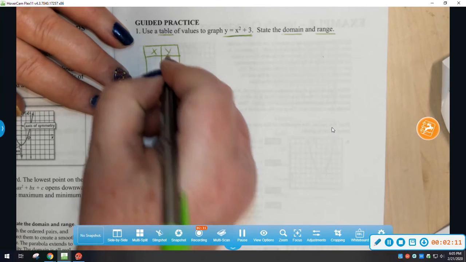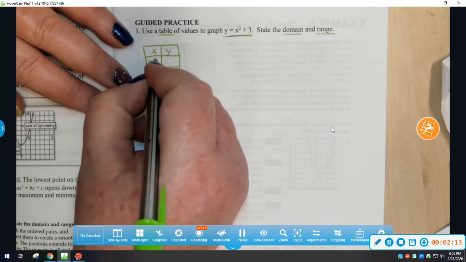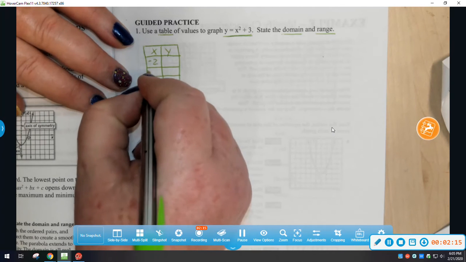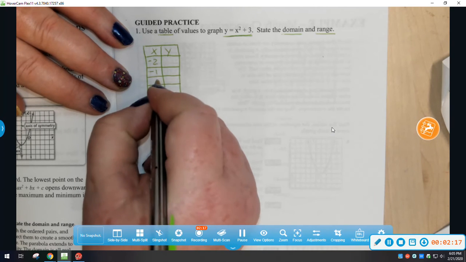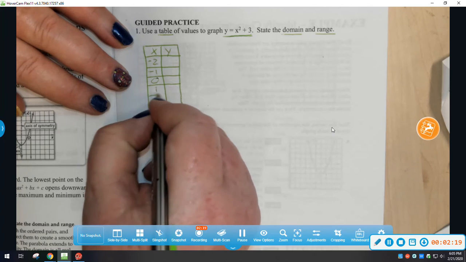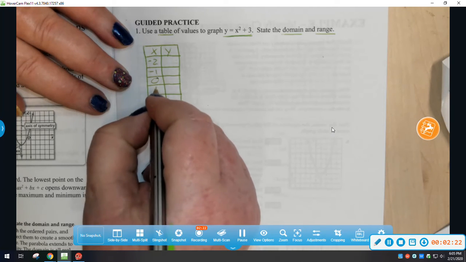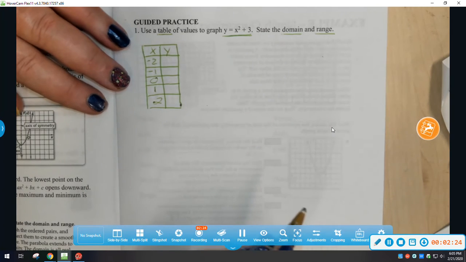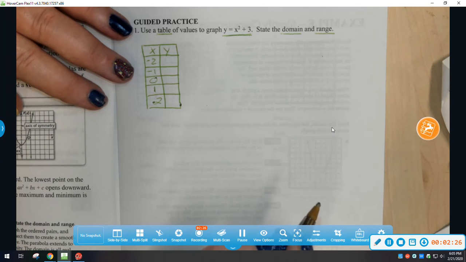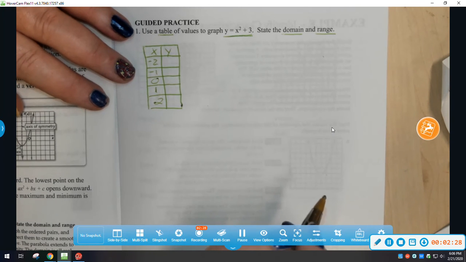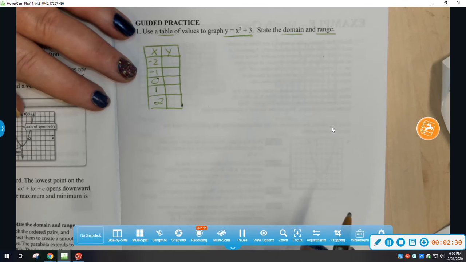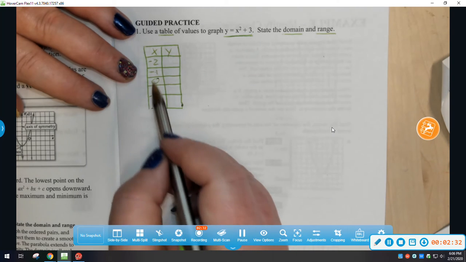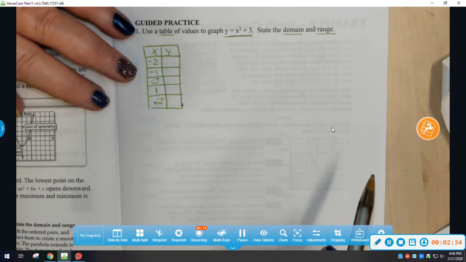X, Y. Let's do -2, -1, 0, 1, 2. So you guys in class asked me, where did you get those numbers? Those numbers are just numbers we are choosing. We can choose different numbers if we want. This is a pretty good variety, some negatives, some positives. Zero is always a great point to start with.